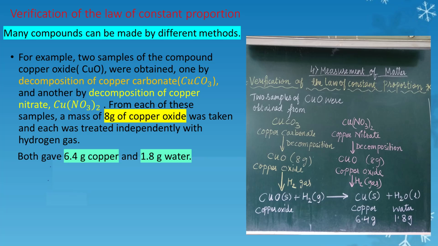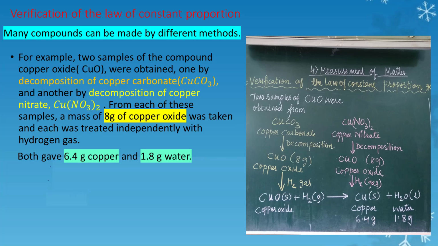Verification of the law of constant proportion. Many compounds can be made by different methods. For example, two samples of the compound copper oxide, that is CuO, were obtained, one by decomposition of copper carbonate, that is CuCO3, and another by decomposition of copper nitrate, that is Cu(NO3)2.